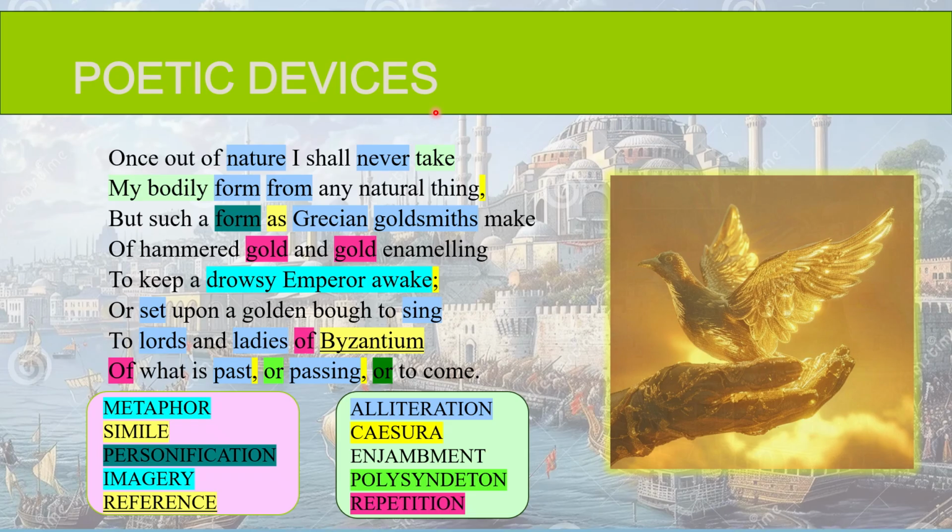Then there is another poetic device. Once out of nature, I shall never take. So here we have alliteration, nature and never. Then in the next line we have another alliteration, from and from, and this is very interesting. The same alphabets and how they have been arranged in a different way. From and from, and again this word is repeated here, from.